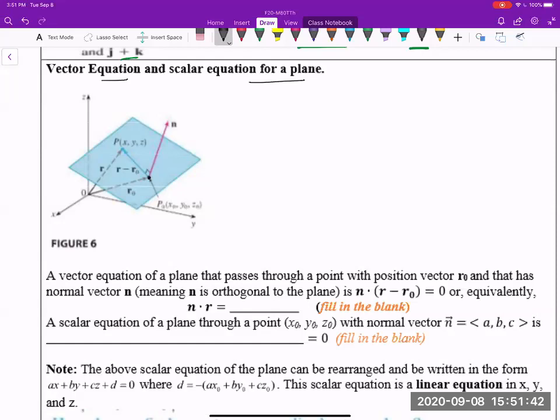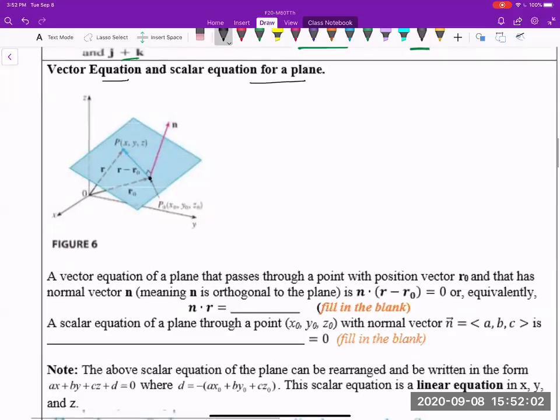So the vector OP is R, and vector OP0 is R0. Using the triangle law, we get that the directed line segment from P0 to P is R minus R0. So the vector P0 to P is vector P minus vector P0, which is the R minus R0 vector. We consider n to be the normal vector, given in the picture in pink color.